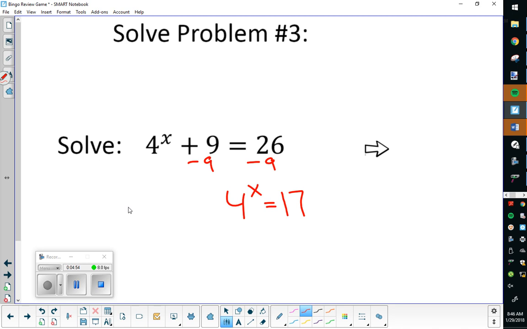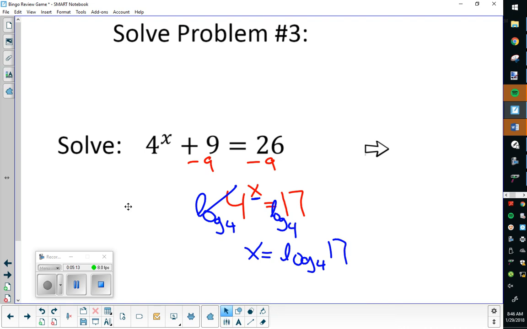We need to get rid of an exponent. This is an exponent problem. X is up here. What is the opposite of 4 to a power? Log base 4. So we're going to take log base 4 on both sides. That cancels. X is equal to whatever log base 4 of 17 is.